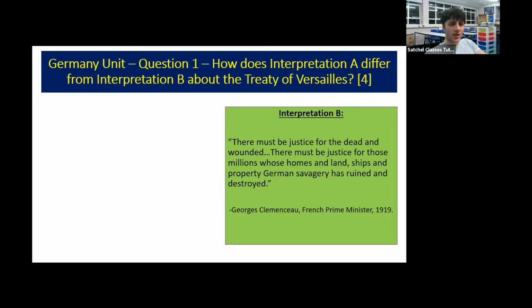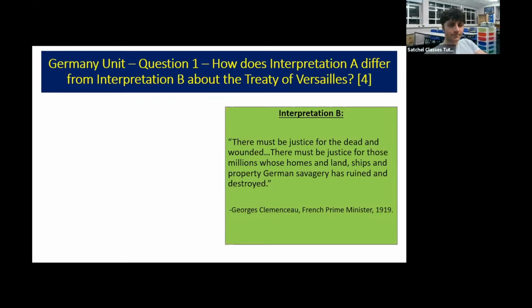Very different interpretation. He says, there must be justice for the dead and wounded. There must be justice for those millions whose homes and land, ships and property German savagery has ruined and destroyed. Pause the video here. Is Clemenceau saying that the treaty was a good thing or that it was a bad thing, positive or negative?